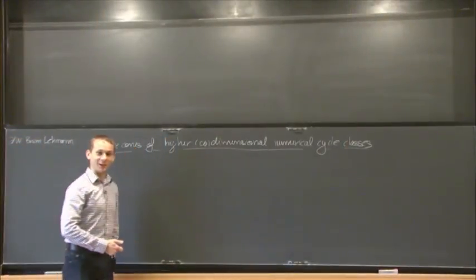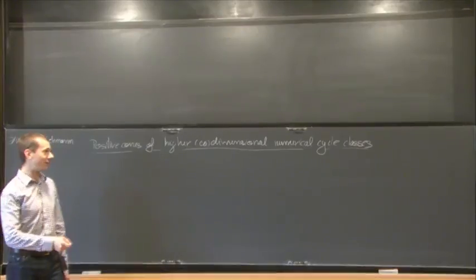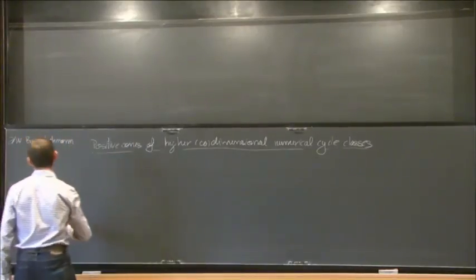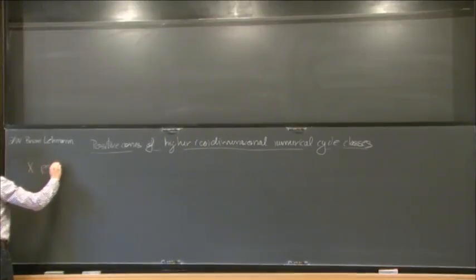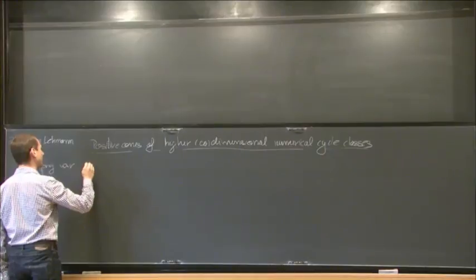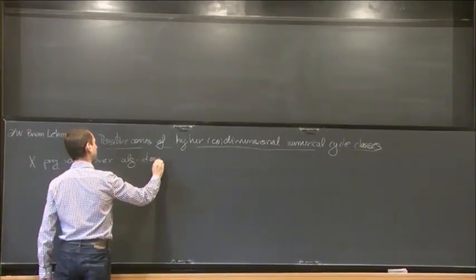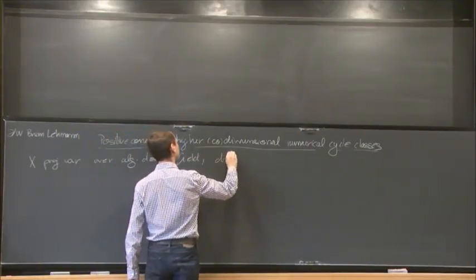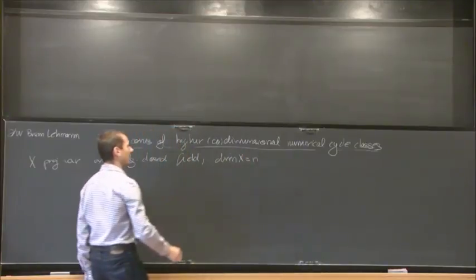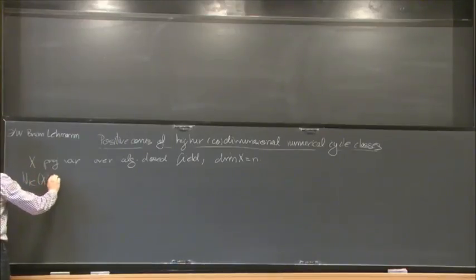This is not really about Hodge theory. It's about more of the algebraic aspect, which is numerical cycle classes. So we start with notation. X is a projective variety over an algebraically closed field. And we assume that the dimension of X, we denote it by n. Okay, and then for any integer k, one has the numerical groups of X.